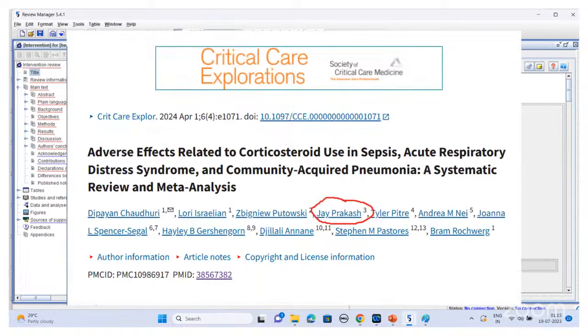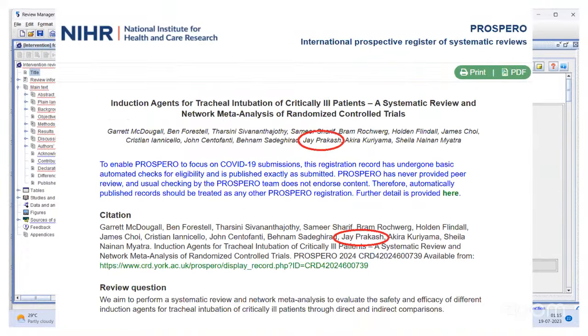Once you are framing your protocol, you have to register it in PROSPERO, so that when the reviewers are going through it, it should at least be very easy to understand the validity. Recently we registered one paper in PROSPERO, so you must register your protocol in PROSPERO. You will get the CRD registration number, and you have to mention that in your study manuscript.